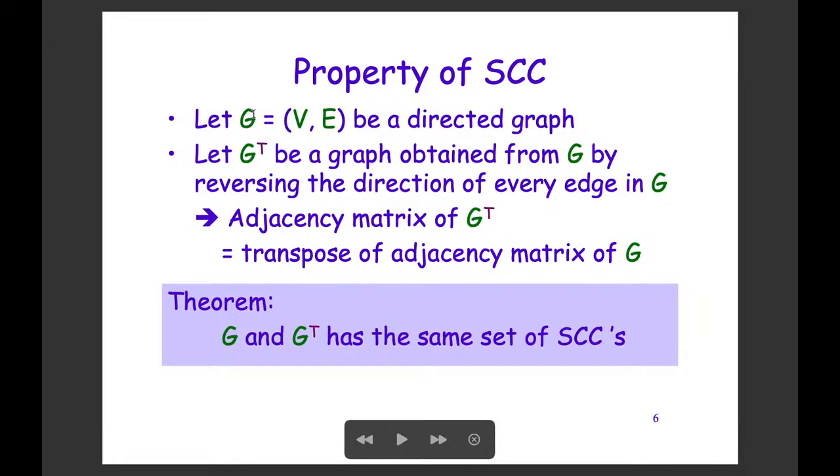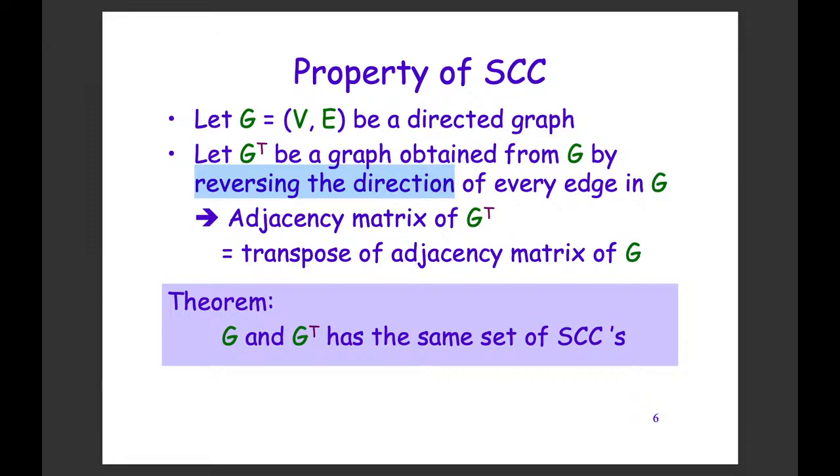Remember why we call this a transpose. Recall that for any graph, we can represent it using the matrix representation. If we perform the transpose of the matrix, what does that mean? It means that originally, if there is an edge from U to V, now there will be an edge from V to U instead. So it is like reversing the direction of every edge. And there is an interesting property: G and G transpose will have the same set of strongly connected components.